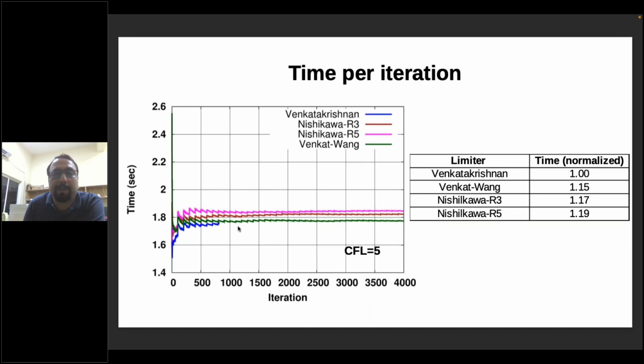And if you see the time part, the time per iteration, what kind of time they take. Anyway, the Venkatakrishnan limiter blew out, but more or less they are constant. The time is not changing, since CFL is fixed. So if we normalize with the Venkatakrishnan limiter, the Wang correction took 15% extra time, R3 took 17%, and R5 around 20%. This was run on around 200 cores.